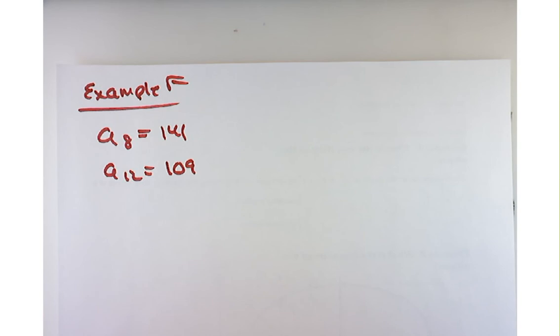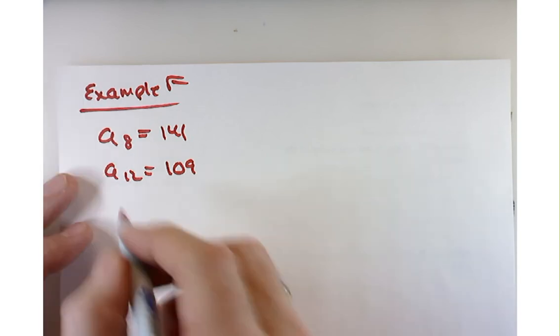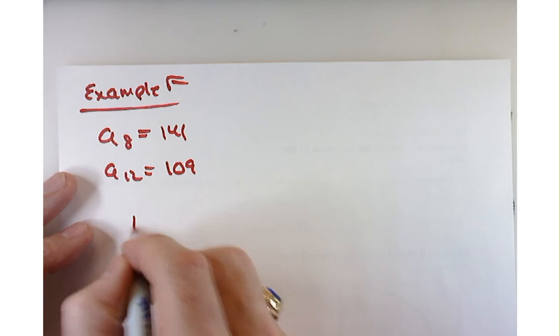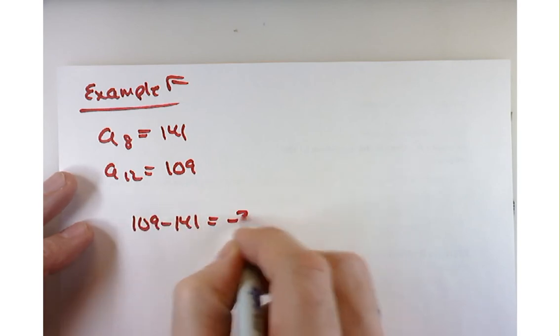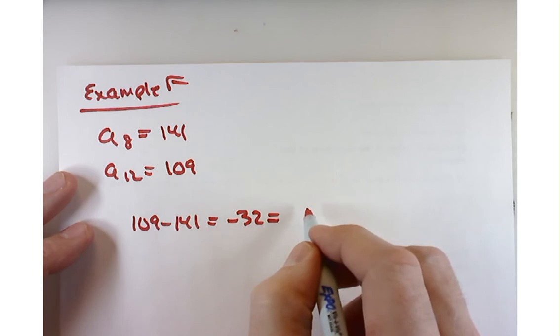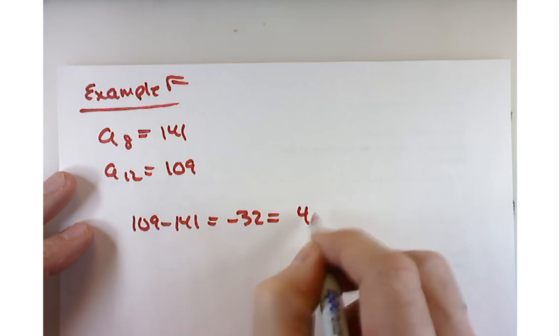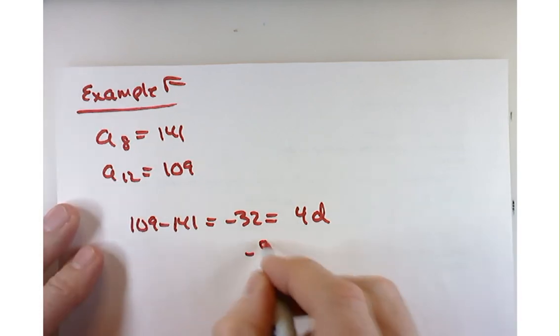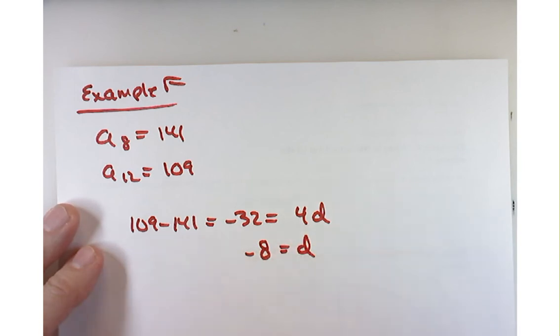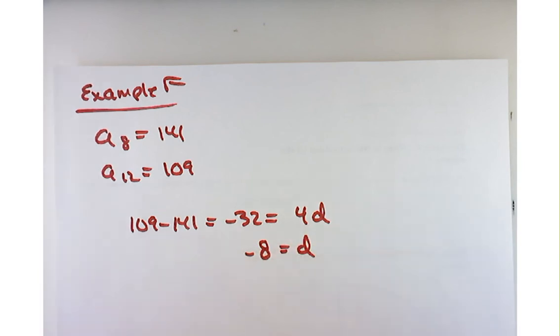I was thinking you could subtract 141 from 109, which would be negative 32. The difference between a sub 8 and a sub 12 is 4, so that has to be 4 times the difference, 4 times D. Perfect. So that means negative 8 equals D. Great, that's a great start.